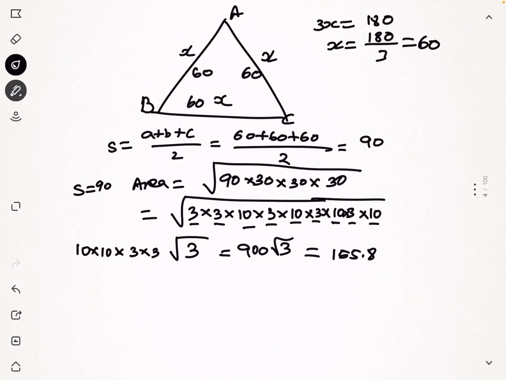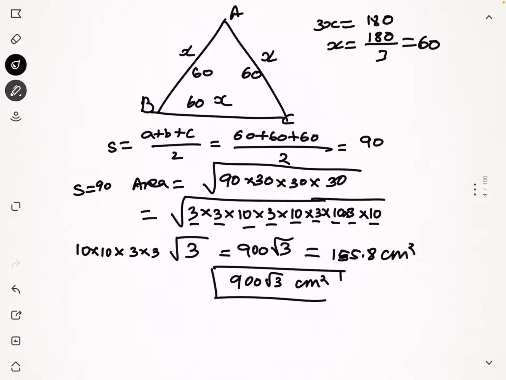155.8 centimeters square. Approximately that's going to be there. So you can leave it as 900 root 3 centimeters square. If you want the full decimal answer, you can say it is 1558.8 centimeters square. Okay, that's going to be your answer in decimals. This is the answer without converting to decimal, 900 root 3 centimeters square. So hope this is clear.